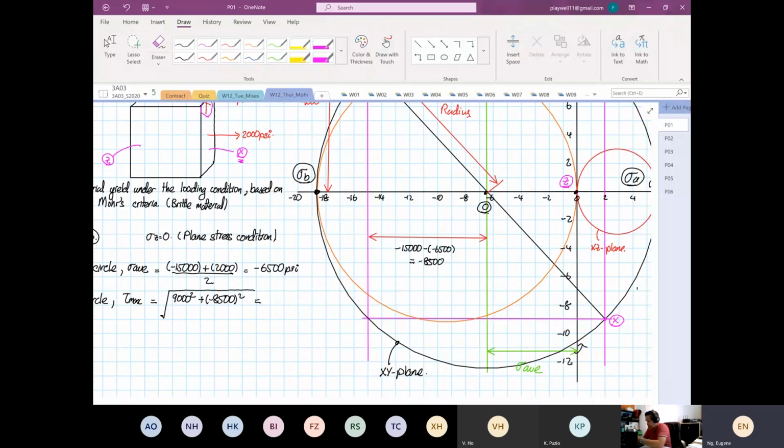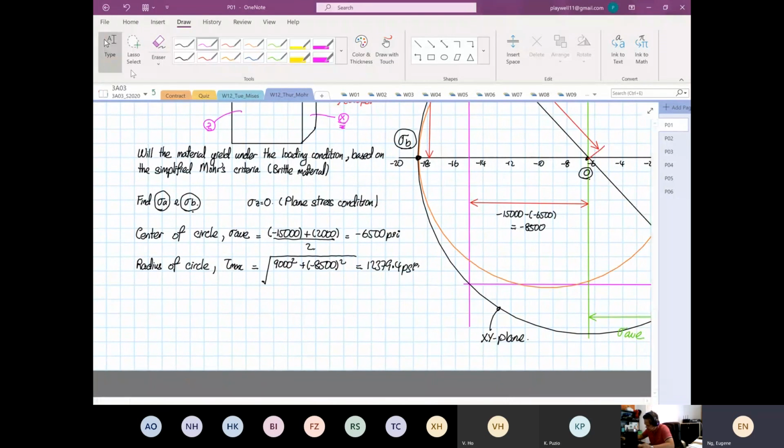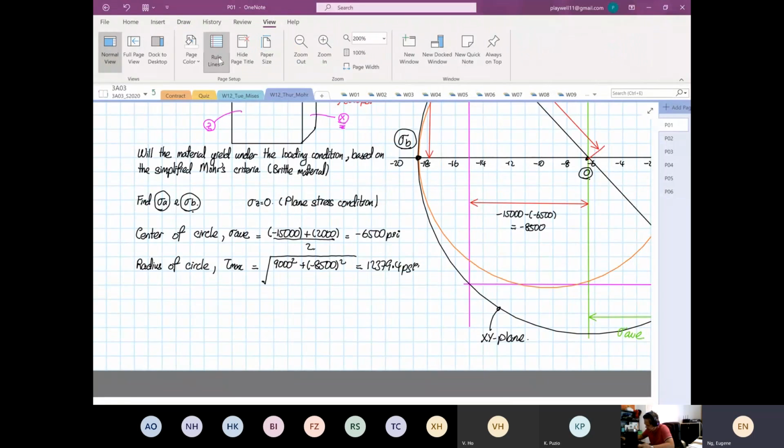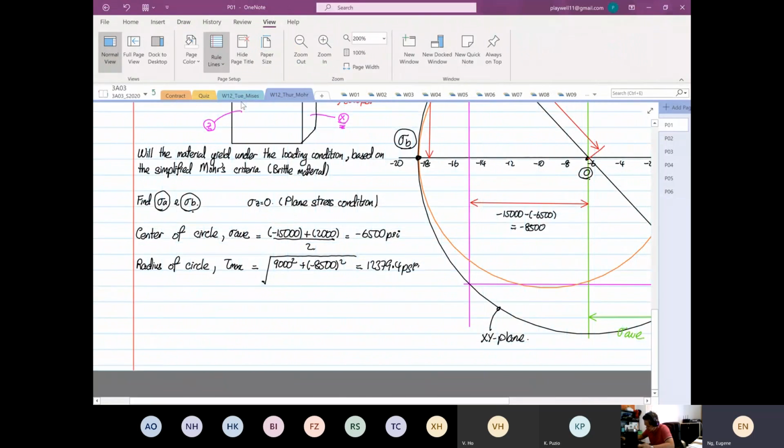Hold on, there's something wrong with my calculator. Hold on. Okay, so 9,000 squared plus 8,500 squared. Square root of the whole thing is equal to 12,379.4 psi. Okay, so from here we can immediately identify our stress A and stress B.